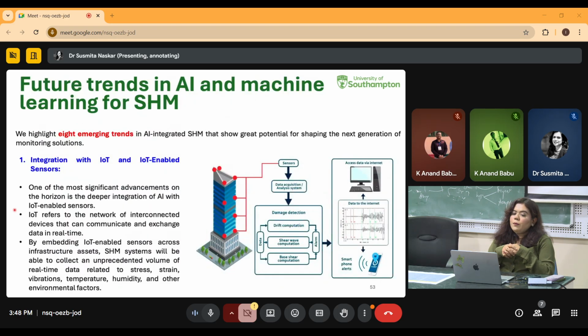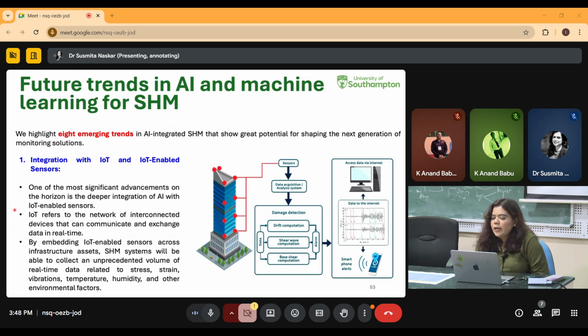And then from there we go a little into the future trends of AI and machine learning for SHM, and we will see how a lot of IoT devices are going to be used. Here we are talking about the future trends, and we are going to talk about 8 emerging trends. The first one is definitely, when we talk about machine learning, IoT, we cannot ignore that. That's one of the most useful and most used: IoT and IoT-enabled sensors, right? This is one of the most significant advances currently on the horizon.